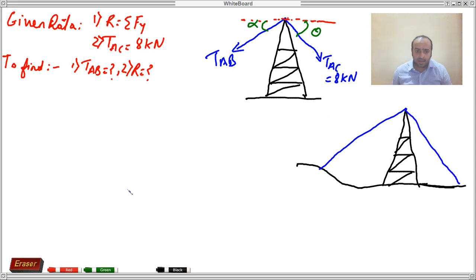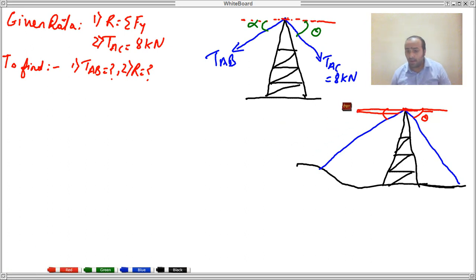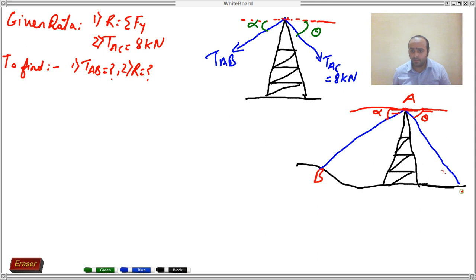If I am supposed to show the angles, it is pretty clear that this will be theta and the other one is going to be alpha. This angle is going to be alpha. Here is the point A, here is the point B, here is the point C.